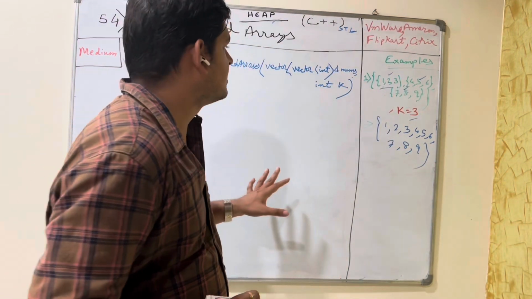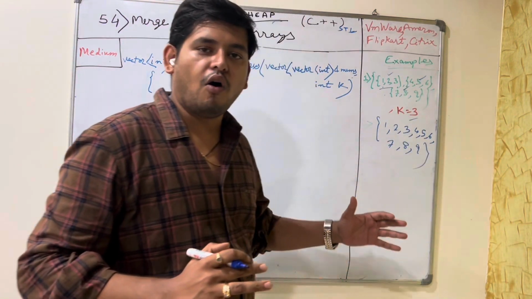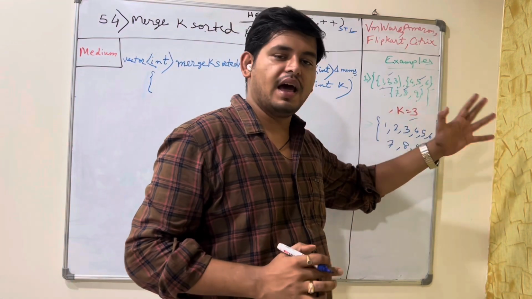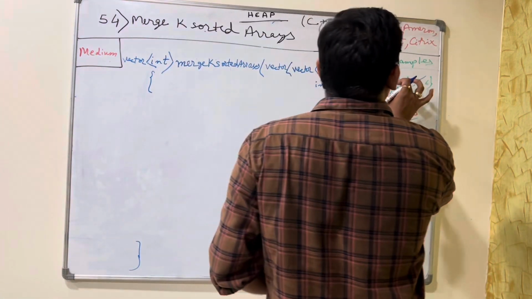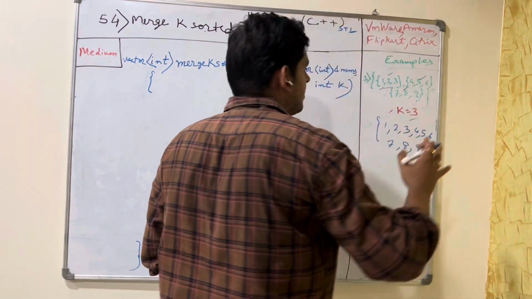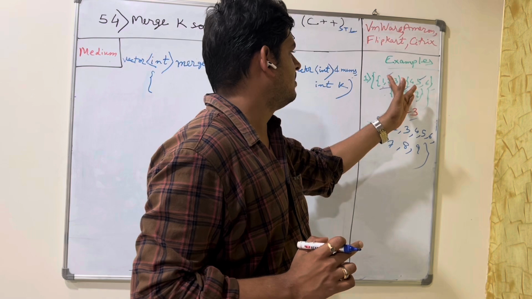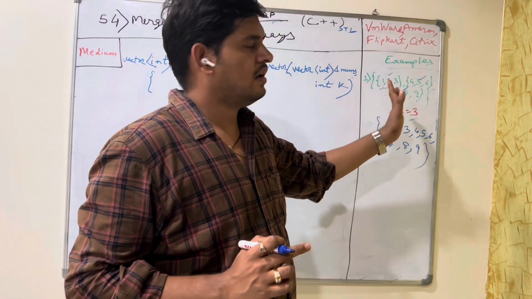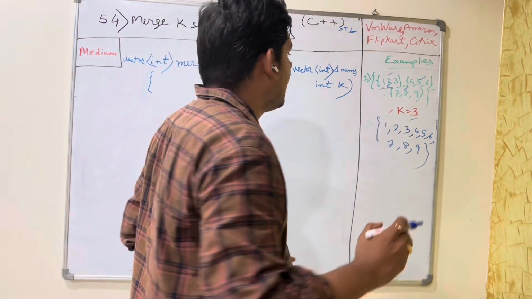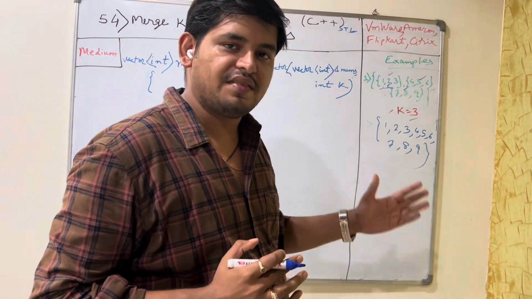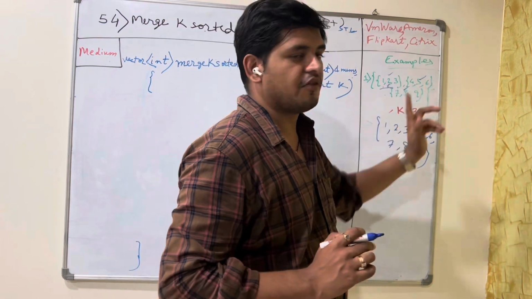Okay, so how do we solve this? Directly you will think about sorting, right? So we'll take this vector of vector and add all the elements of this 2D array into a single 1D array, and then we will sort them. So how many elements are there in total? In this case there are k arrays, and the size of each array is also k. So there are k square elements, and we know the time complexity for sorting is n log n. So in this case it would be k square log k square, right?